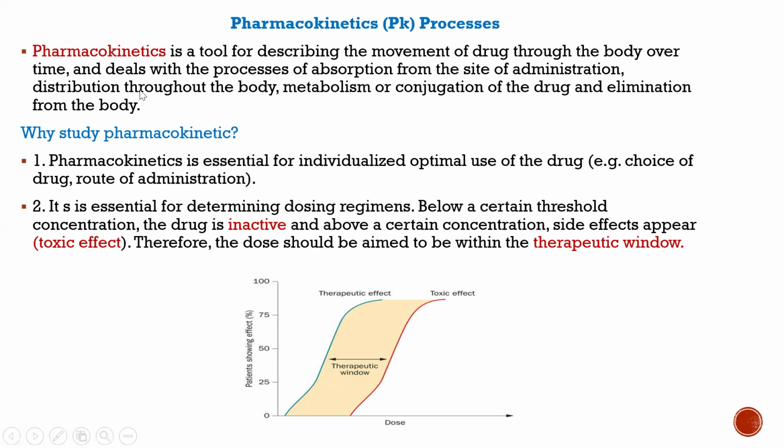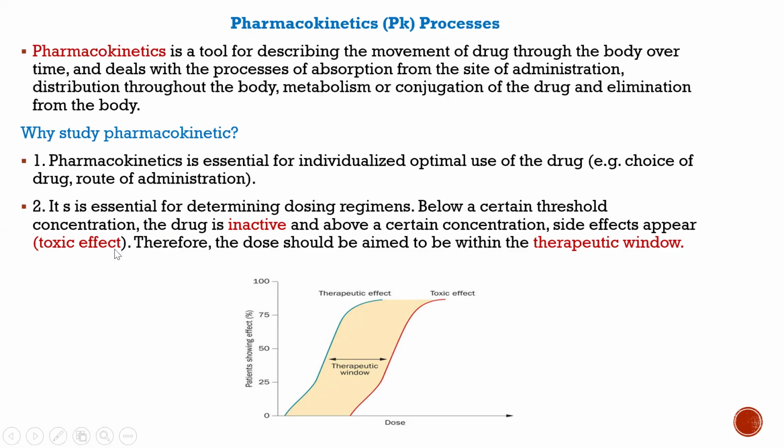So why do we study pharmacokinetics? Number one, it's essential for individualized optimal use of drugs, for example choice of drug, then the route of administration. Different drugs require different routes of administration for specific purposes, all right? It is also essential for determining the dosing regimen, that is the dose of drug to be taken at a particular time or at what frequency you should be taking these drugs.